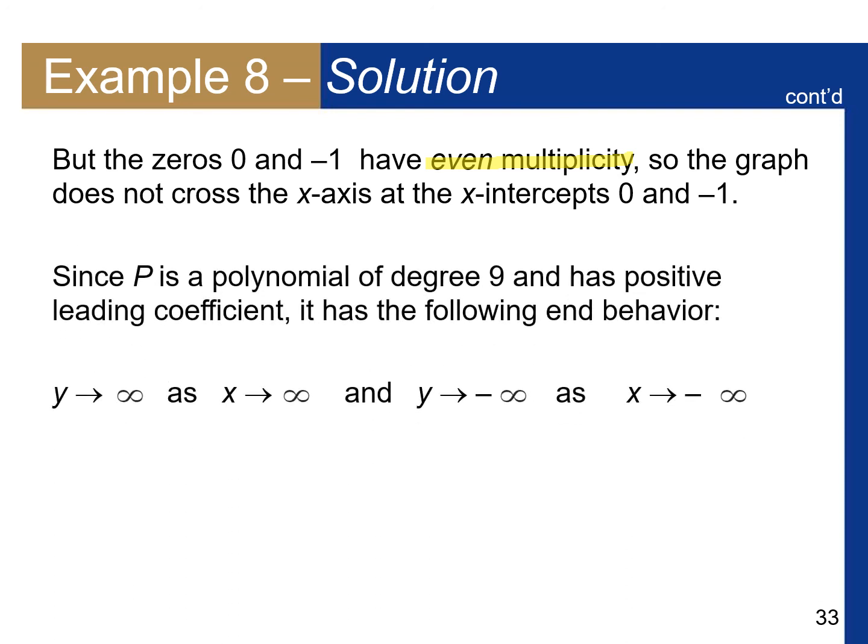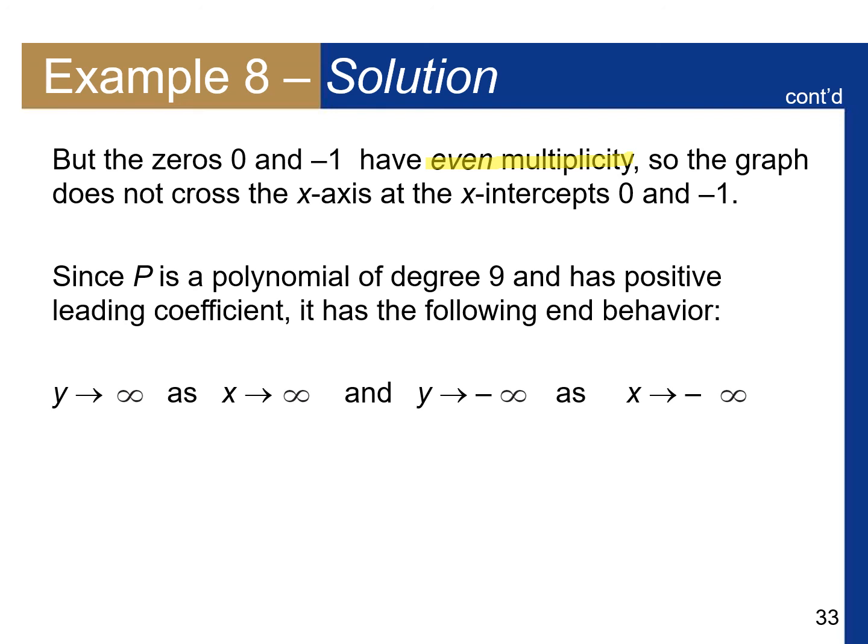Now, since it is a polynomial of degree 9, how did I get that? I need to add all of those exponents together because when I multiplied them, that's what would happen. So I have an x to the 4th, x to the 3rd, and x to the 2nd. That gives me x to the 9th. So it's a 9th degree.